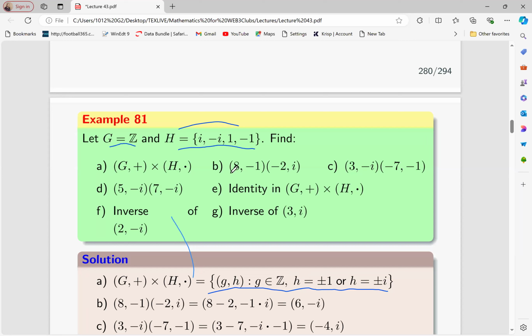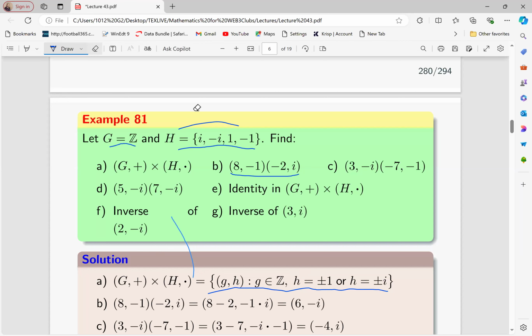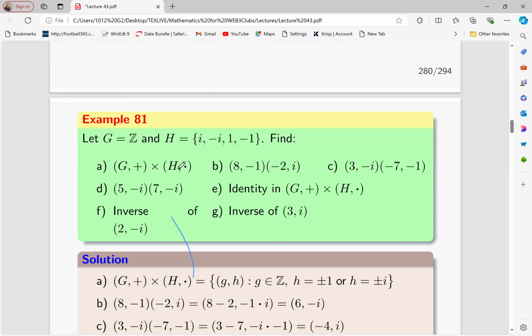Now, so we can do this. I think we can do this. This one says find (8, -1) cross (-2, i). Now we notice here that 8 and -2 are from the integers, and these integers form an additive group. It's an additive group, so that means when you bring them together, you add. So 8 and -2 put together will give us 6. And that is the 6 you're seeing here.